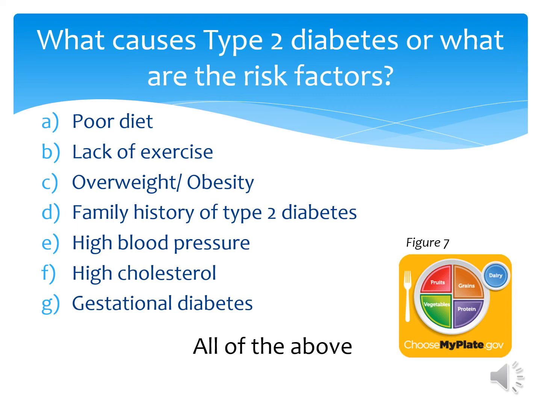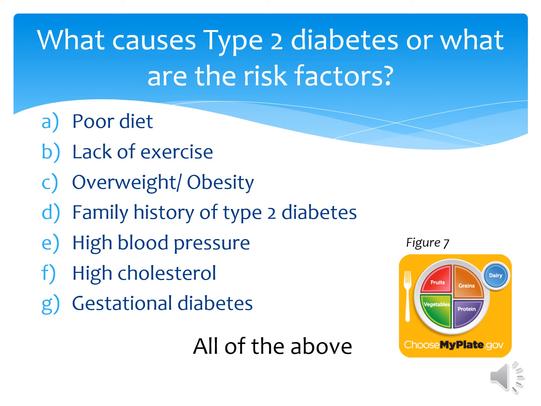Okay, question number 7. What causes type 2 diabetes, or what are the risk factors of type 2 diabetes? A, poor diet. B, lack of exercise. C, overweight or obesity. D, family history of type 2 diabetes. E, high blood pressure. F, high cholesterol. Or G, gestational diabetes, which is diabetes when you are pregnant. So the answer is not A or B or C, D, E, F, or G, but all of them. All of the answers above are correct.